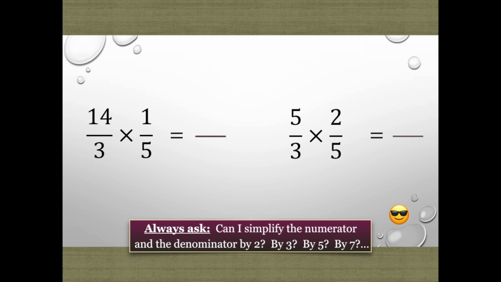Next problem is 5/3 times 2/5. 5 times 2, of course, is 10. 3 times 5, of course, is 15, so that fraction will be 10 over 15. And no, 2 won't work, 3 won't work, but both of those numbers will be divisible by 5, so we can simplify that one.